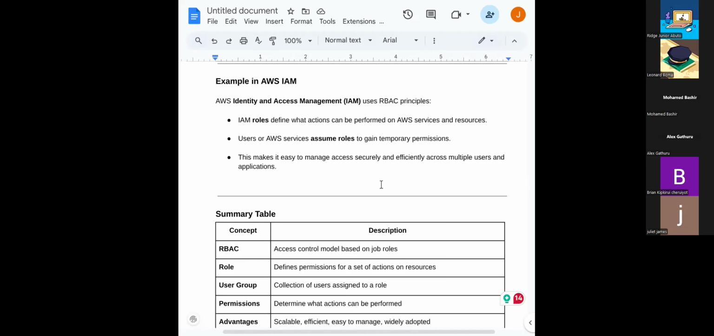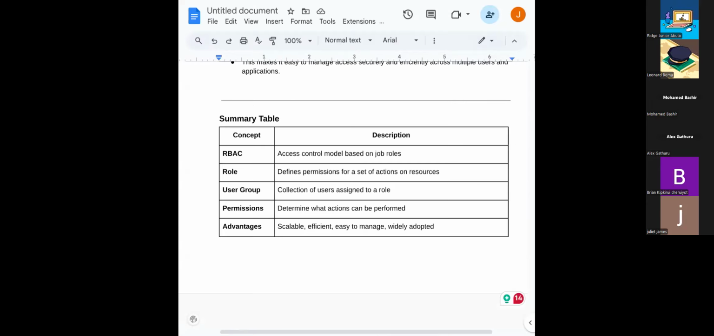And my people, that is the end of data integrity. Have you understood? You guys have understood. All right, thank you so much.